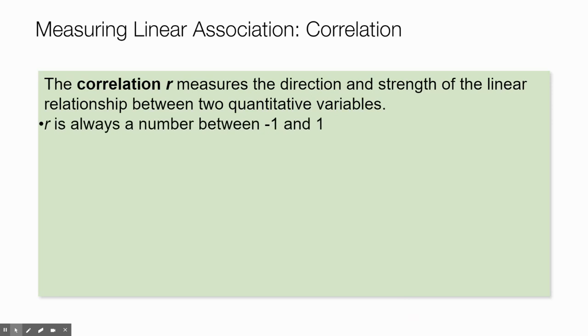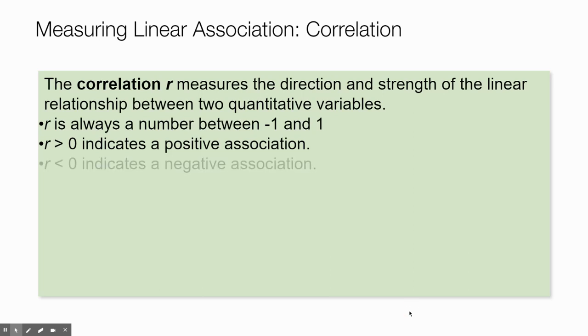Few things to remember. R is always between the numbers -1 and +1. An R value that is positive, in other words, greater than 0, means that it will be a positive association. So anywhere between 0 and 0.9999999, and then +1 is the upper boundary, which is a perfect positive relationship. R less than 0 indicates a negative association. Again, it goes all the way to -0.9999999, and then -1 is a direct or perfect negative relationship.